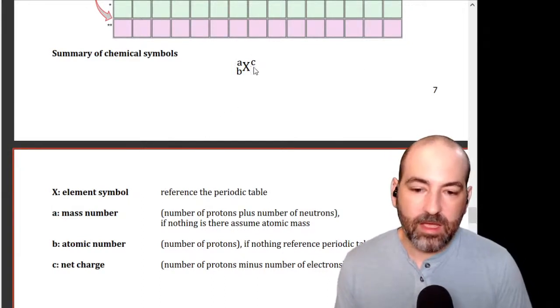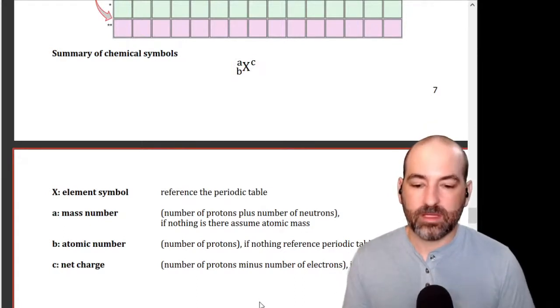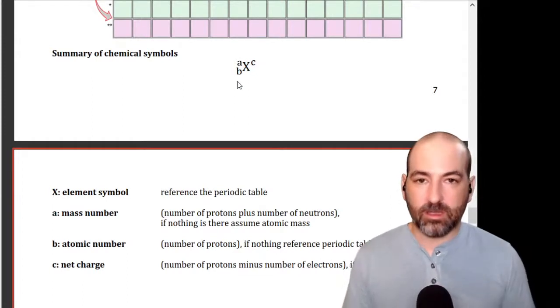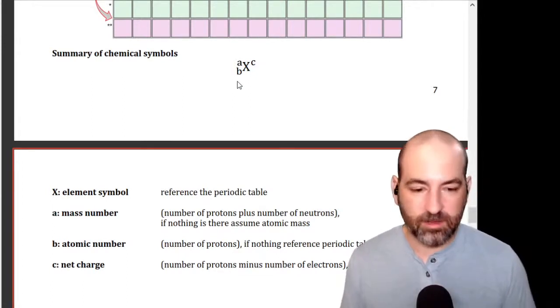And then in the upper right is where you see the overall charge. So that's going to be the protons minus the electrons. And if there's nothing written there, we assume it's 0. And when it is 0, we usually don't write the 0 there. We just leave it off.